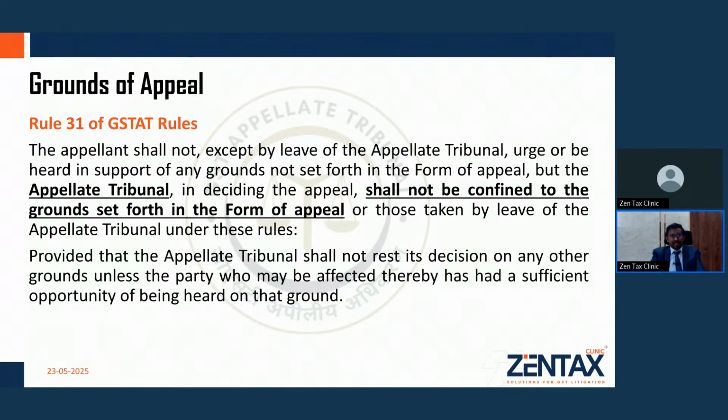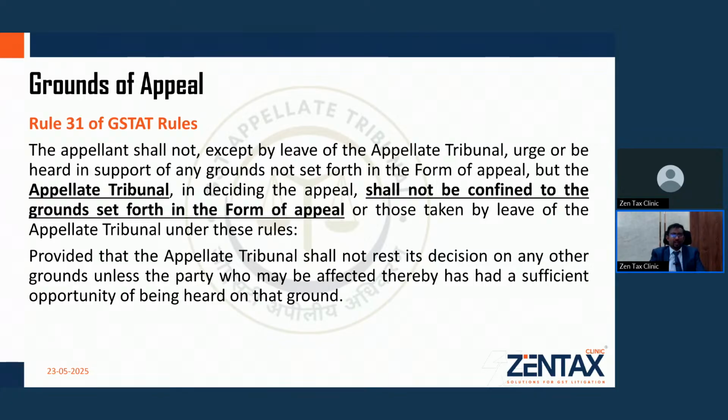In the form of appeal, we did not put forth one specific point at all. That is, we did not challenge the validity of the notice on the grounds of limitation. When the grounds of appeal do not talk about limitation, should I confine myself? Should the appellate tribunal confine itself only to those grounds? Right? The rule very clearly goes on to say the appellate tribunal shall not be confined to the grounds set forth in the form of appeal.